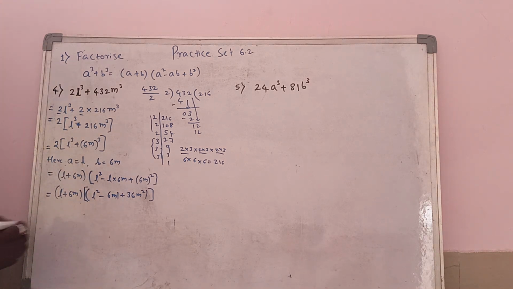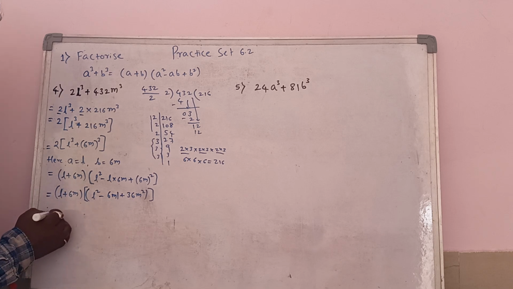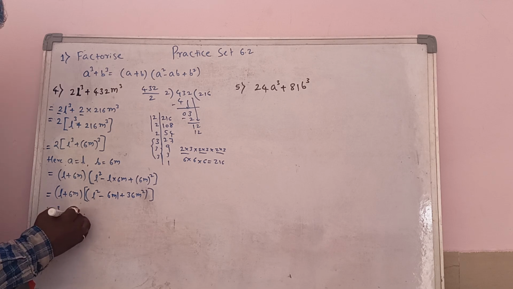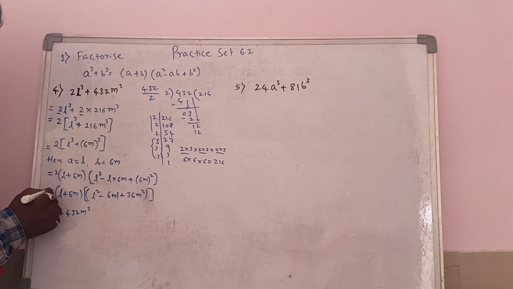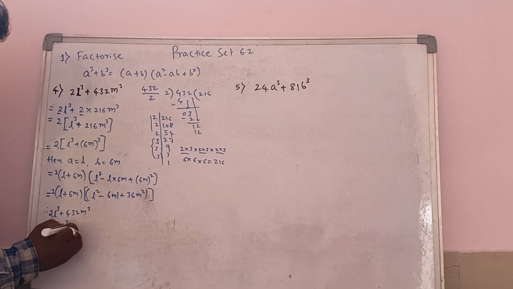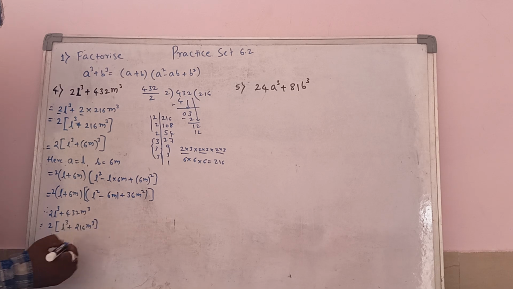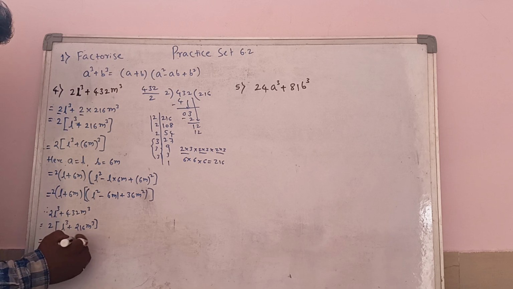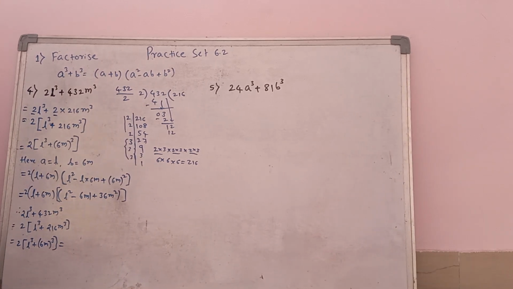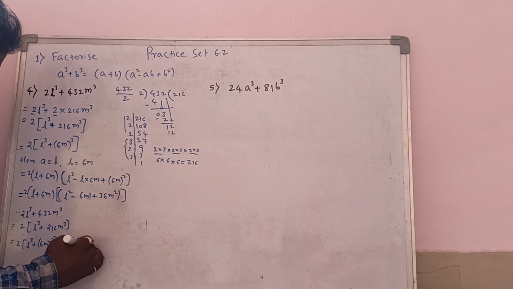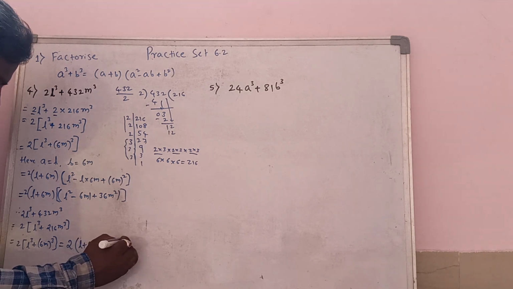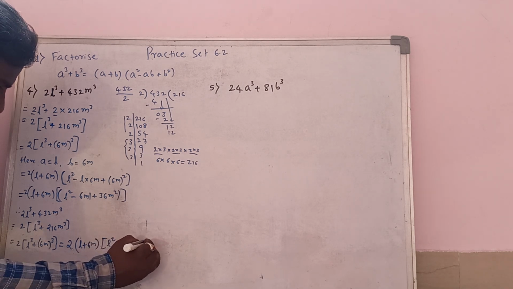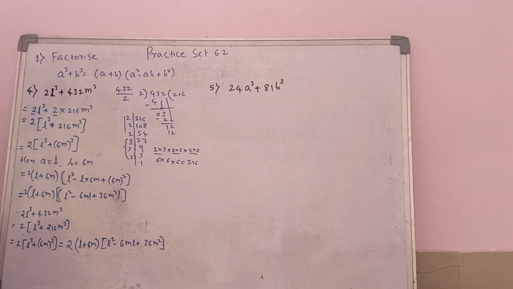Now I will write, therefore, 2l cube plus 432m cube. I took 2 as common here, I should write 2 as common. 2 common, l cube plus 216m cube. This I have converted as 2 into l cube plus 6m whole cube, is equal to 2 into l plus 6m, this is a plus b, into a square l square minus ab 6ml plus b square 36m square. Do you have any doubt here?